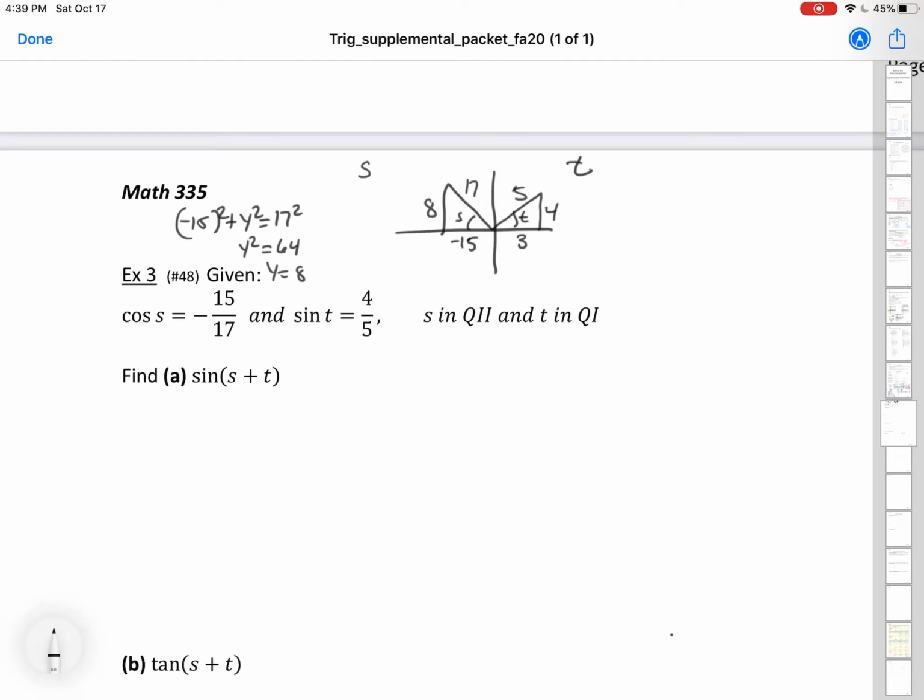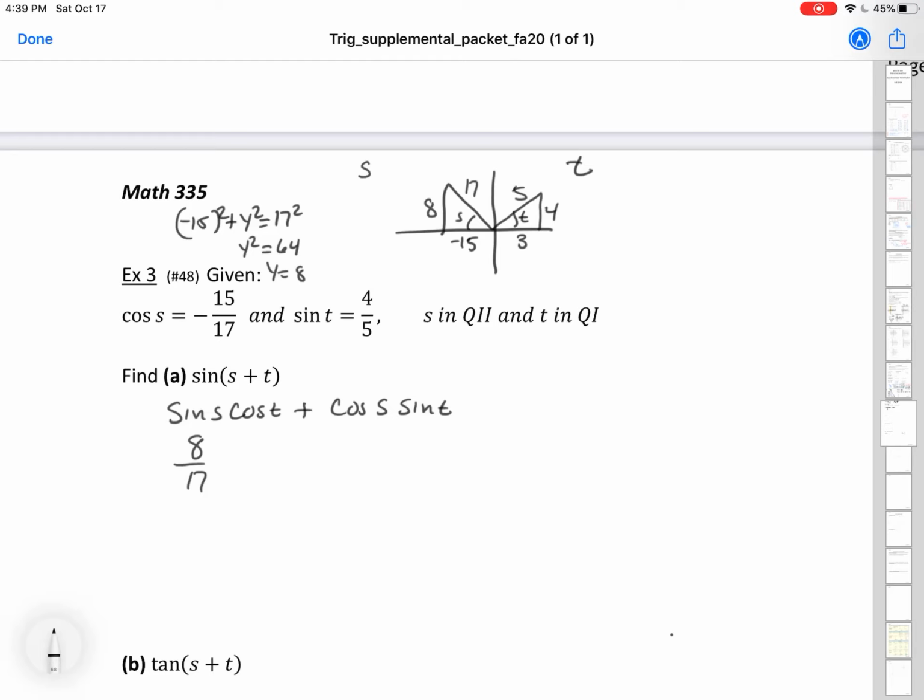So sine s plus t. Let's first write out what we need. We need sine s, cosine t. Those are different, so we're going to use the same sign in the middle. Cosine s, sine t. Perfect. We know what that is. Sine s wasn't given to us, but I can go up here and find it. Sine s is 8/17. And it's positive.